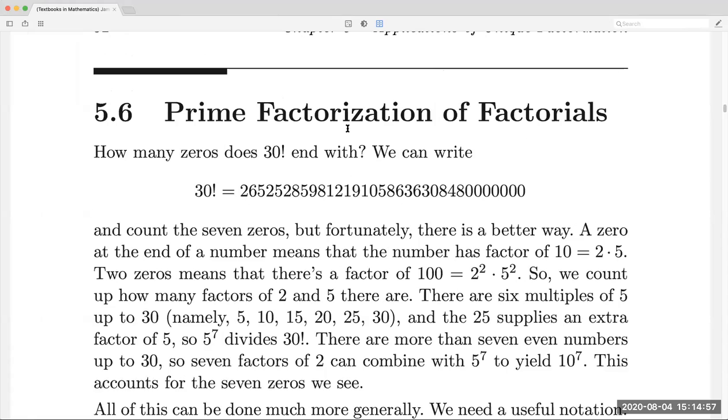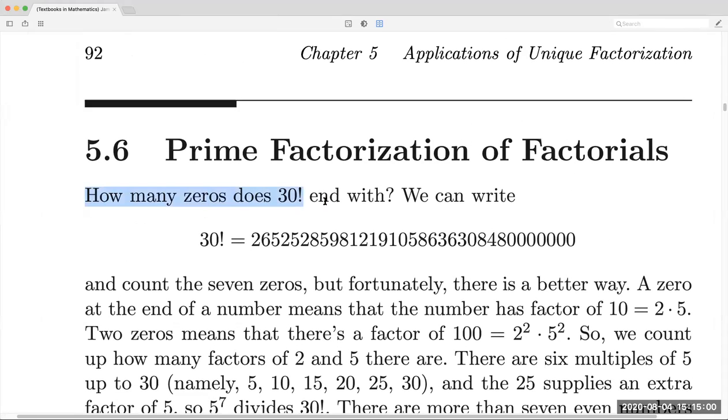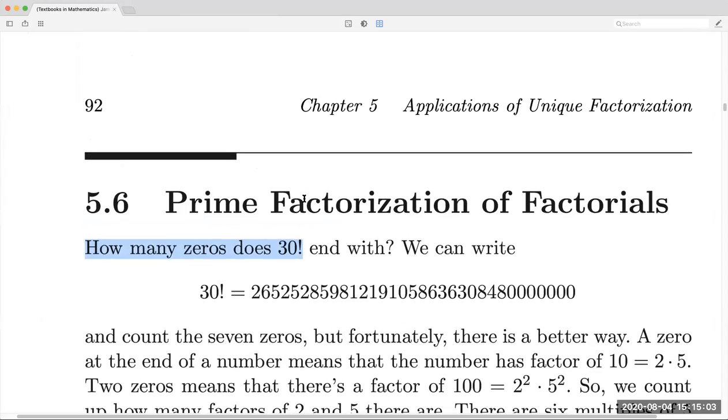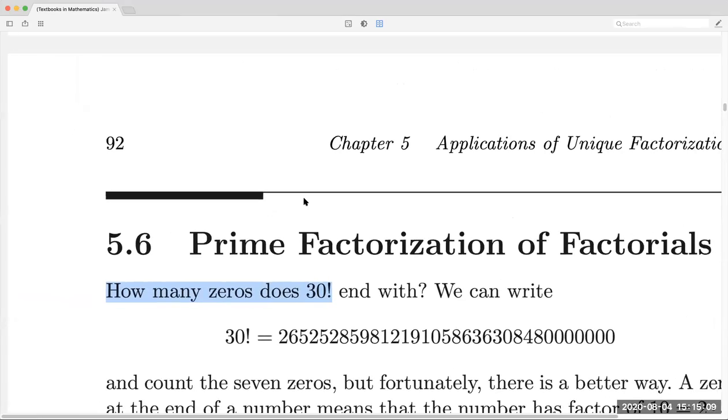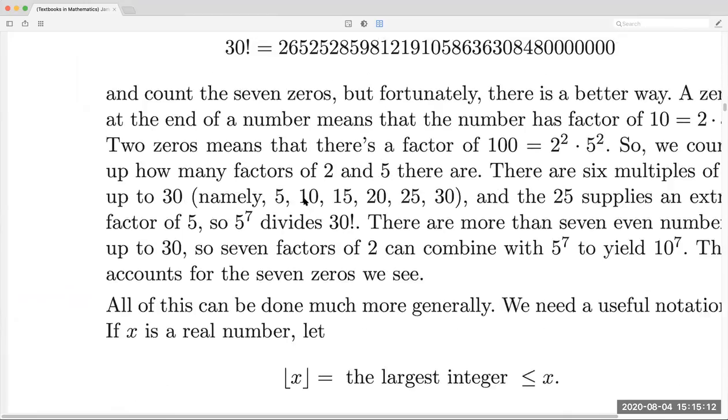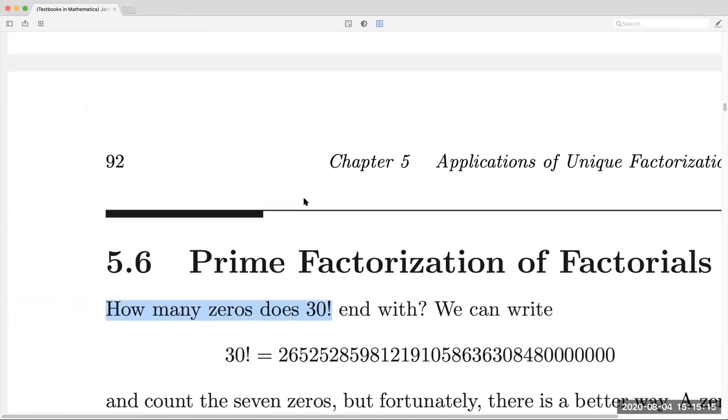This may be useful. So let's say you want to check how many zeros 30 factorial ends with. How will you do this kind of question? I think it will likely appear in the exam. So let's check how many factors of 5 are in 30 factorial. If there is a 10 here, that means it has a factor of 2 times 5.